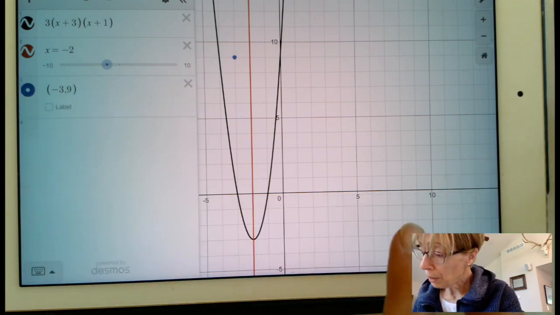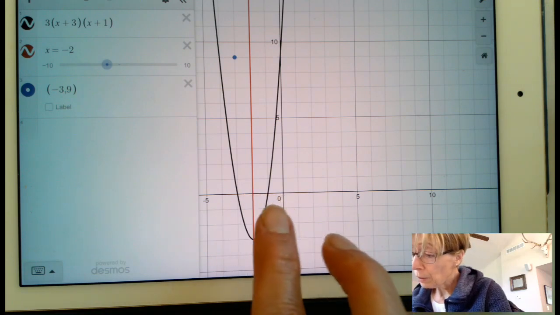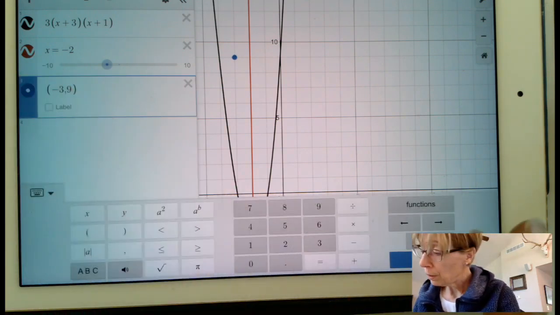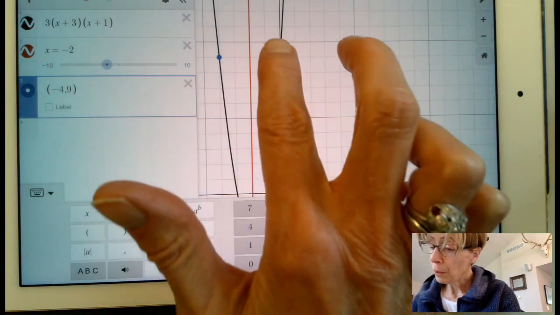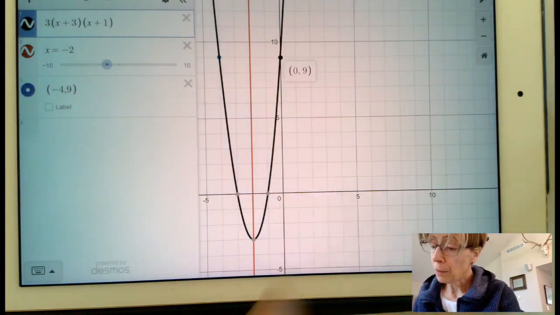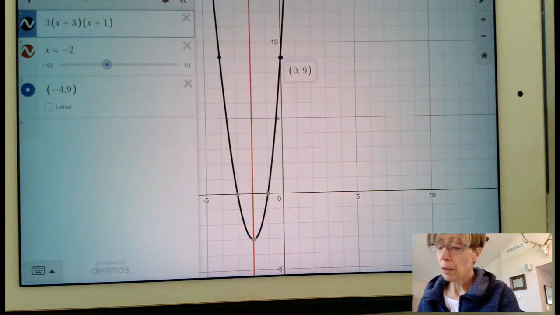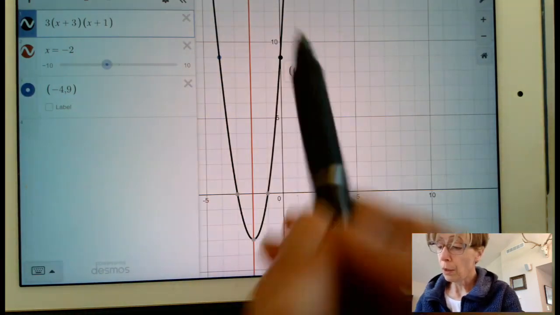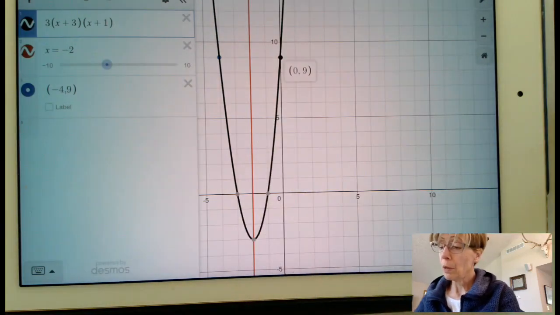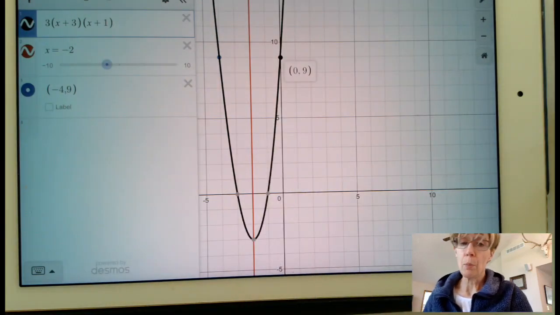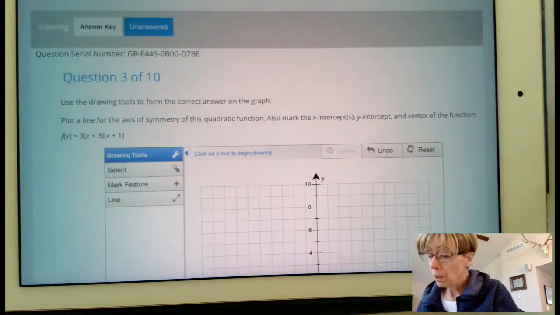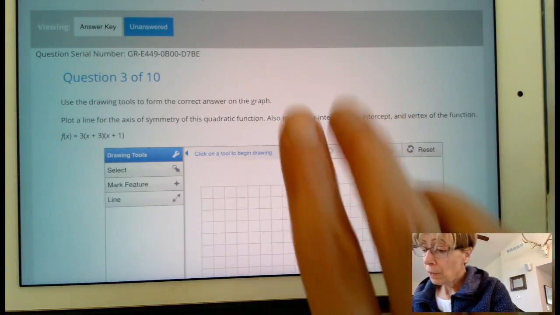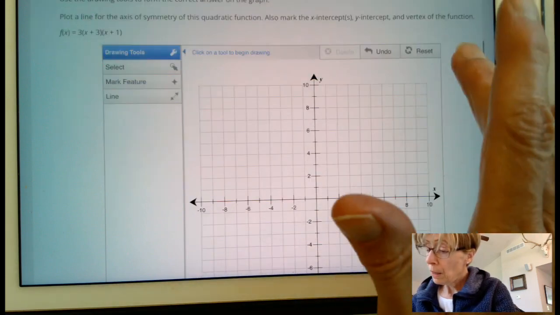So let's go back to Edmund. Again, what it says to do is that we want to draw and mark the x-intercepts. So that was a -3, 0, so we need to mark -3. We also had a -1. They told us to mark the vertex, which is -2, -3. And then also the y-intercept, which was 0, 9.